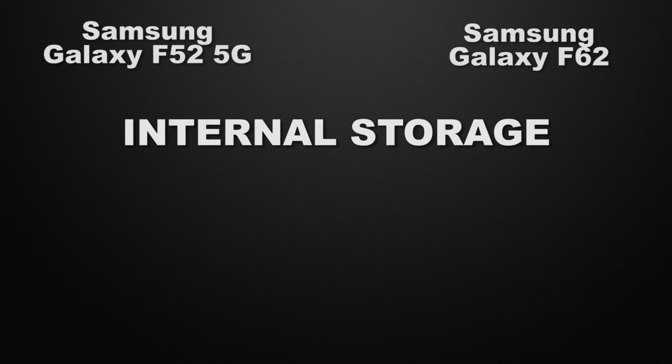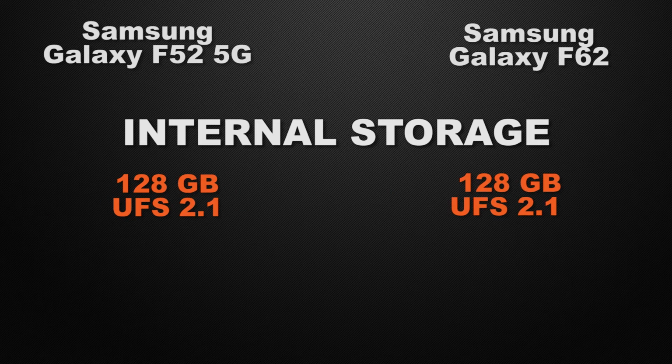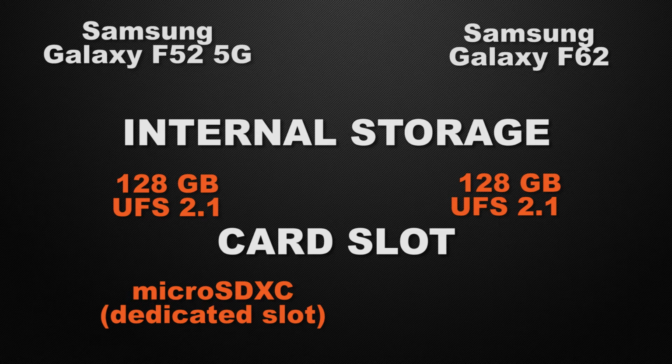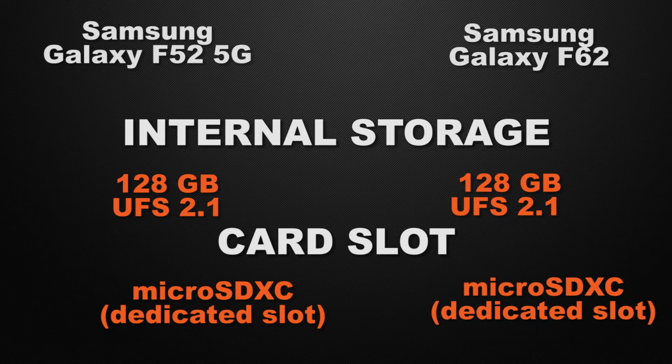Let's talk about the internal storage of the devices. F52 comes with only 128GB of storage, whereas F62 also has 128GB of storage. So it's a tie. And about the external storage of the devices, F52 has a dedicated card slot, whereas F62 also has a dedicated card slot. So it's a tie.